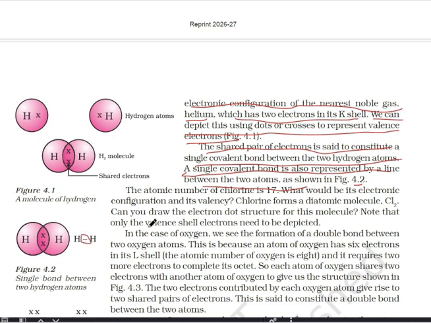This is a single dash line. The atomic number of chlorine is 17. What would be its electronic configuration and its valency? Chlorine forms a diatomic molecule Cl2. Can you draw the electronic configuration dot structure of this molecule? Note that only valence shell electrons need to be depicted, similarly to hydrogen.